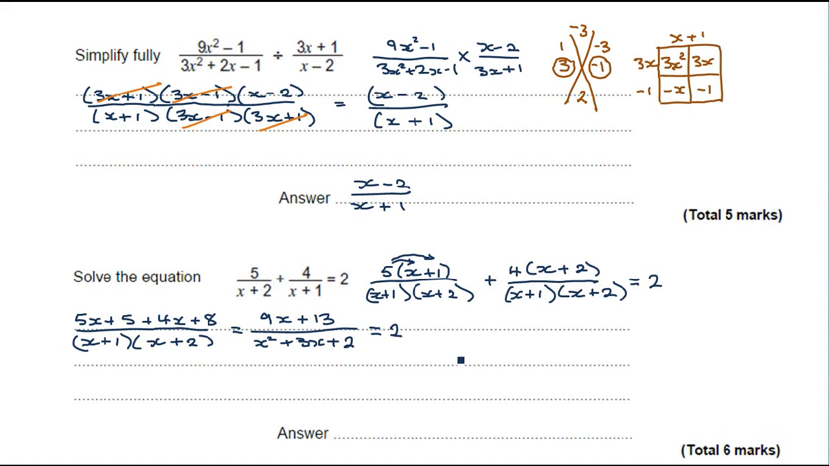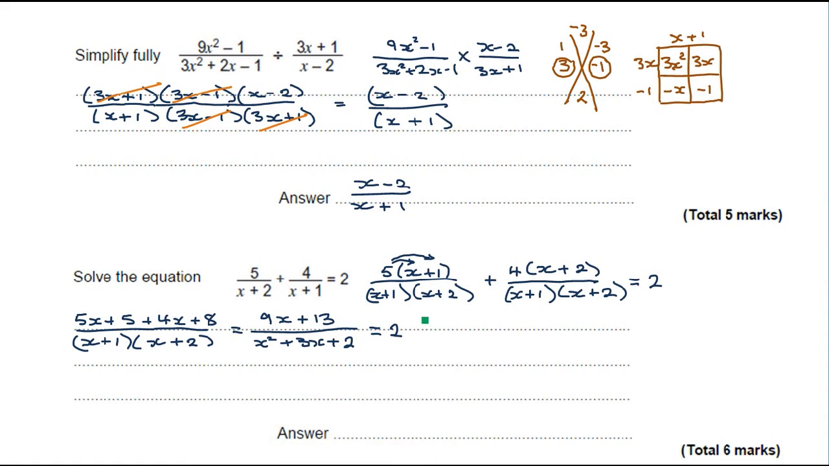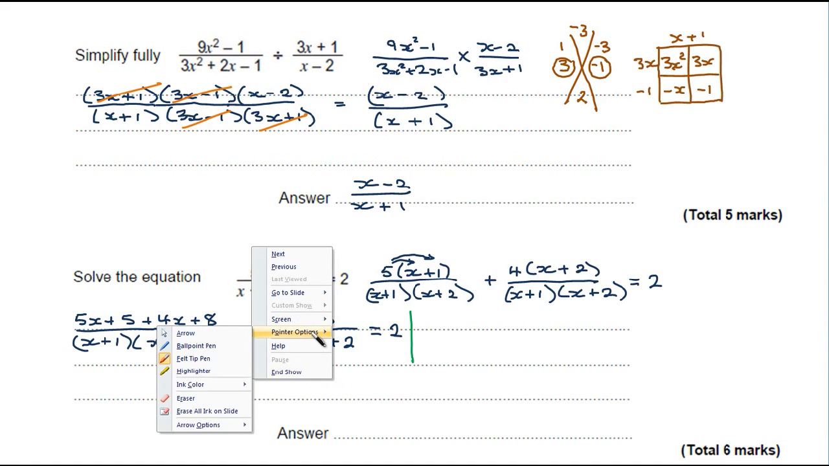Well, what I'm going to do next is rearrange this equation, because I don't want this in the denominator now. I want a single line, so let's just put a little separator here.